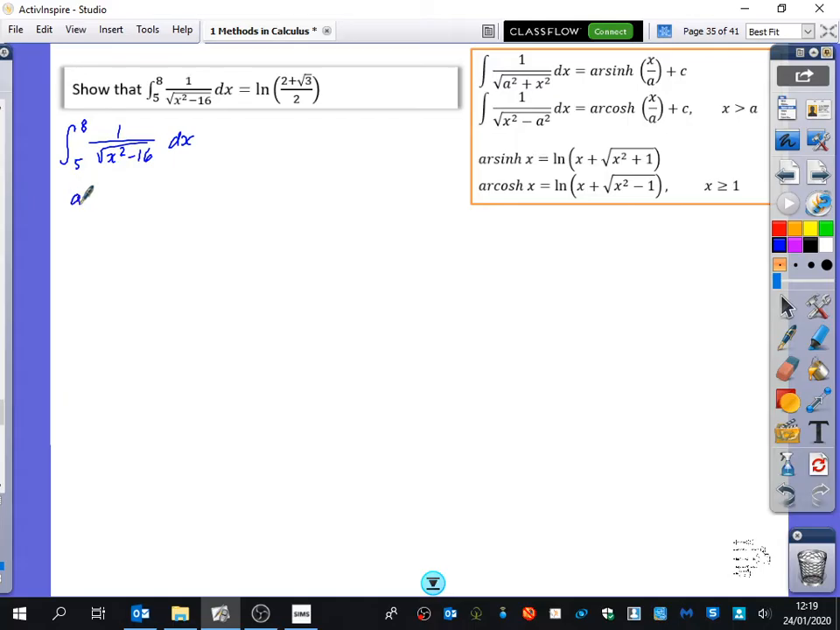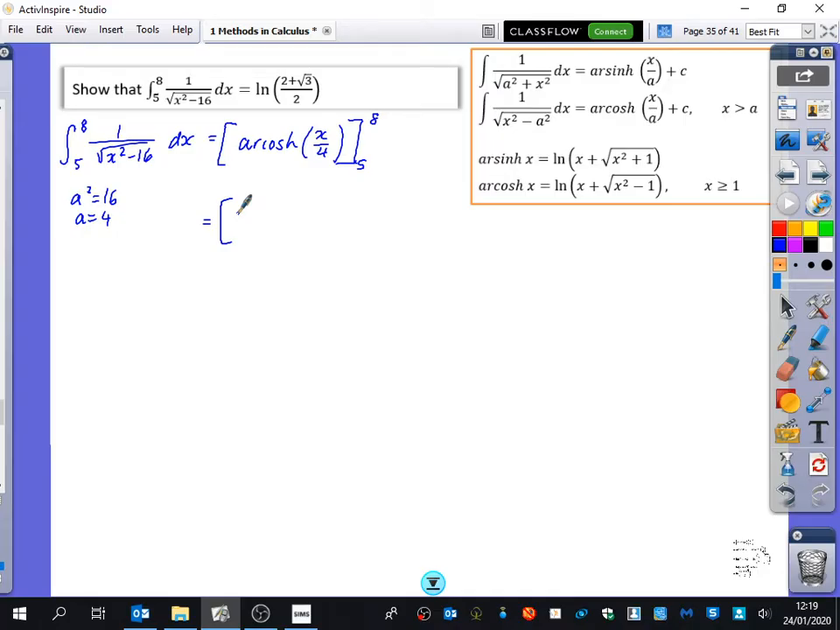An arcosh, and in this case a squared is 16, so a is 4, so it's going to integrate to arcosh of x over 4 between 5 and 8. Now this is the part where we want to use this fact that we've got here. So we get that it is the same as arcosh of x over 4. This is all in the formula book.